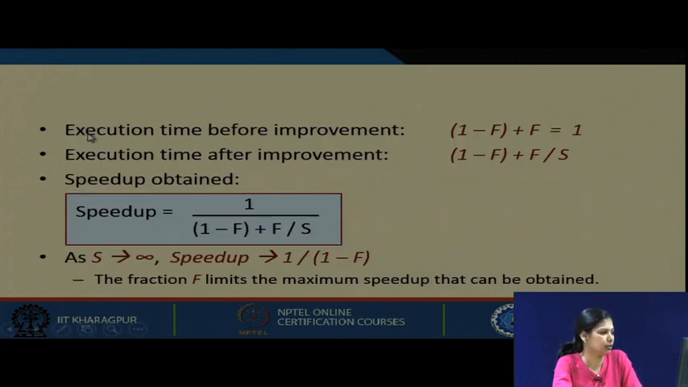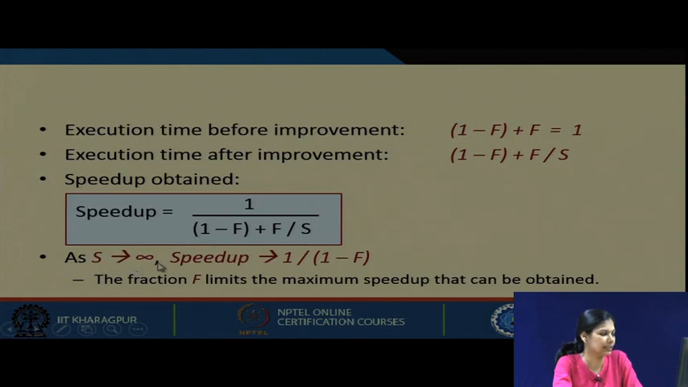So let us find out how we can find the overall speed up. The execution time before the improvement is 1: this is the fractional part f and this is 1 minus f, so basically this is 1. And what is the execution time after improvement? We have seen that 1 minus f will remain as it is, and we make the improvement on f, so it will become f by s. So speed up will be execution time old divided by execution time new, that is the execution time after the improvement. What is it? It is 1 minus f plus f by s. This is what we have got.